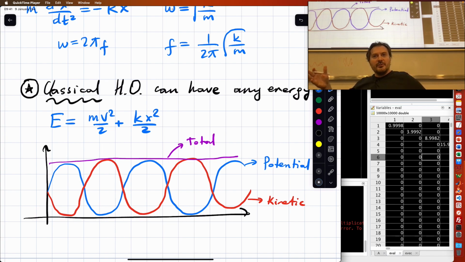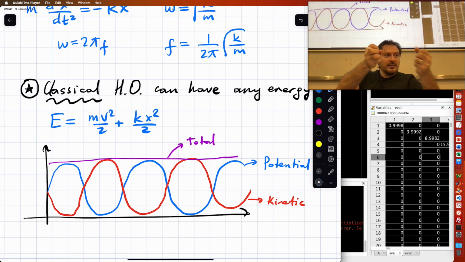Sounds ridiculous to mention this, but spoiler alert, when you go to quantum mechanics, this is no longer true. Quantum harmonic oscillator wouldn't accept just any energy. Okay?